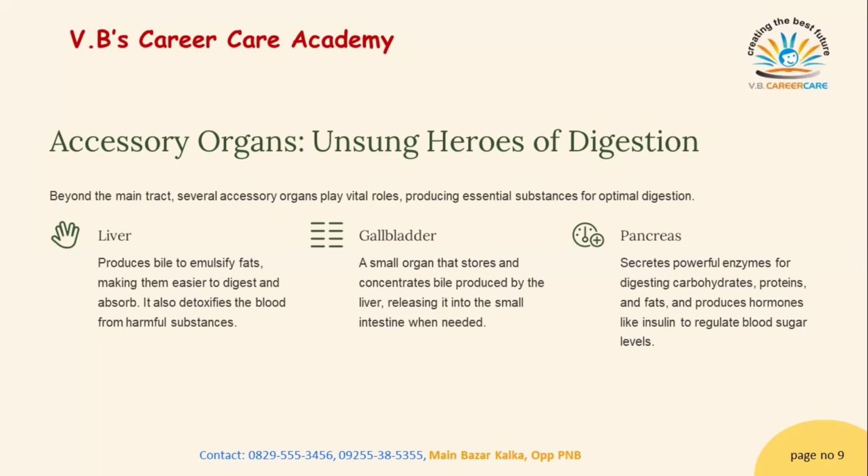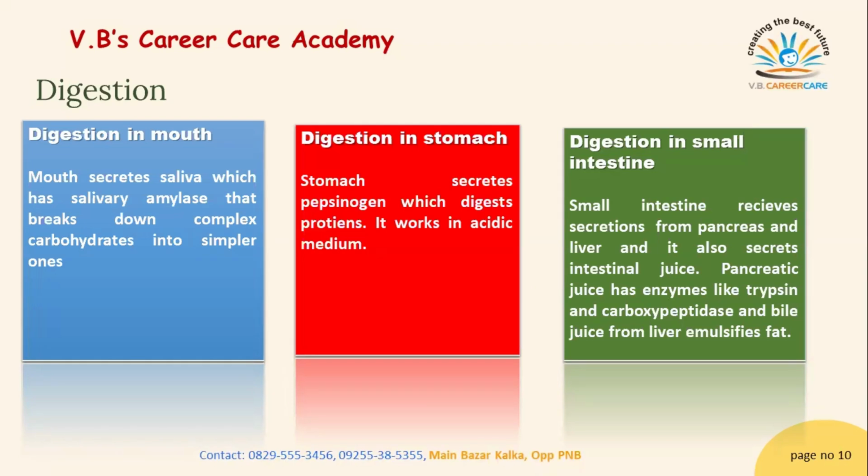The second accessory organ is the gallbladder, which is a small organ that stores and concentrates bile produced by the liver. It releases the bile juice into the small intestine when needed. The last important gland is the pancreas. Pancreas secretes powerful enzymes for digestion of carbohydrates, proteins, and fats, and it also secretes hormones like insulin to regulate blood sugar levels.